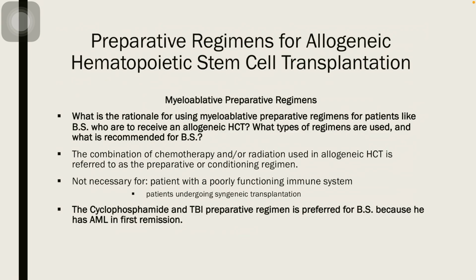So for BS, we recommend a cyclophosphamide and total body irradiation preparative regimen, because he has AML in his first remission. This combination is one of the first preparative regimens and is still widely used today. Total body irradiation is myeloablative and immunosuppressive. It does not have cross resistance to chemotherapy and also reaches sites that are not affected by chemotherapy, like the central nervous system.